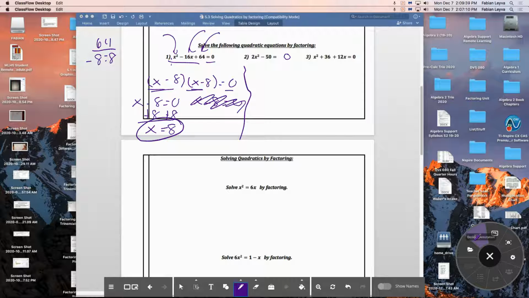So it is my job again to notice that this is a quadratic.